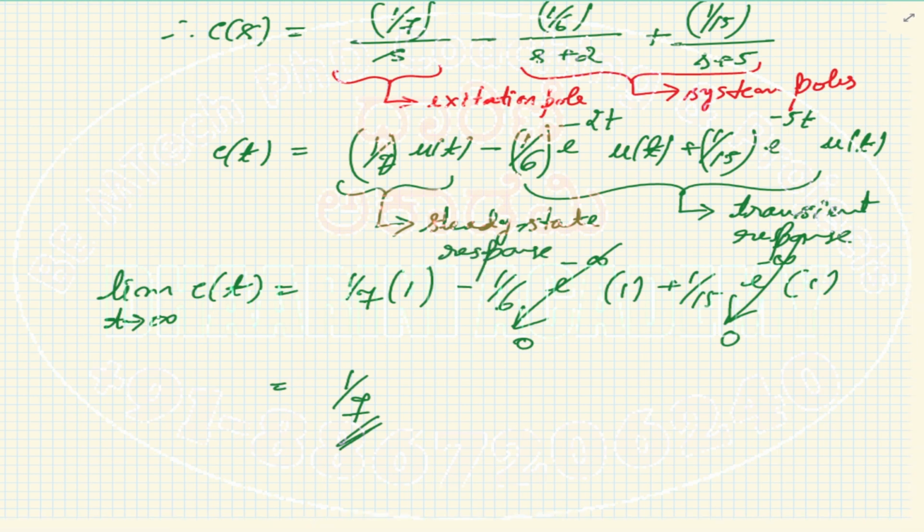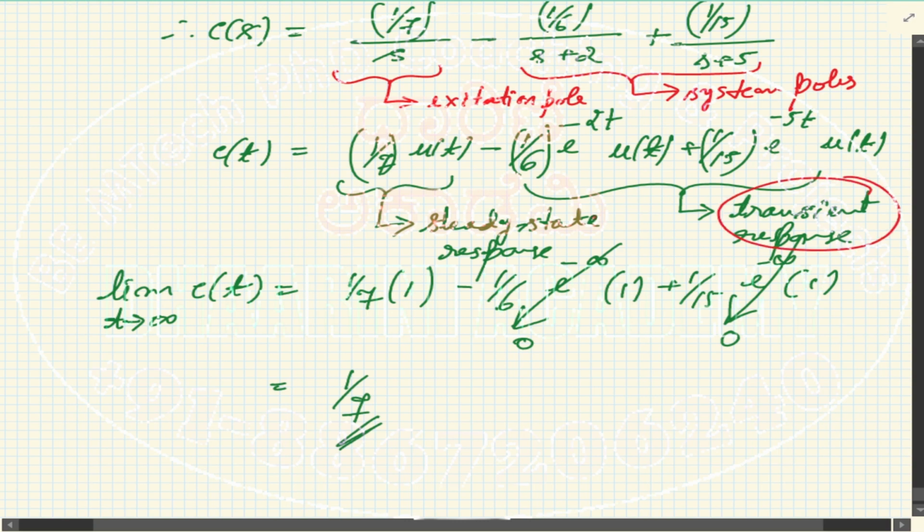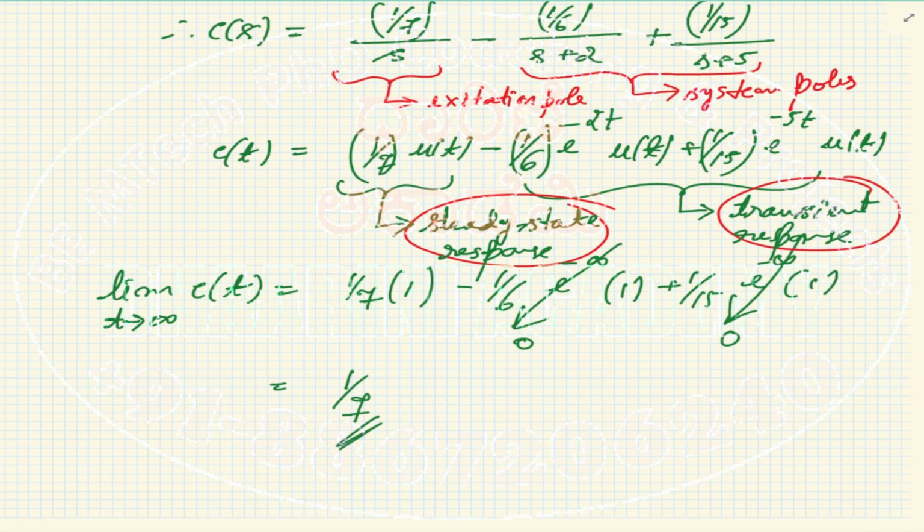So two terms are important. One is the transient, one is the steady state. Steady state is the one which remains in the system's response even after time t becomes equal to infinity. That's why steady state. There is another term called transient which will vanish as the time progresses.